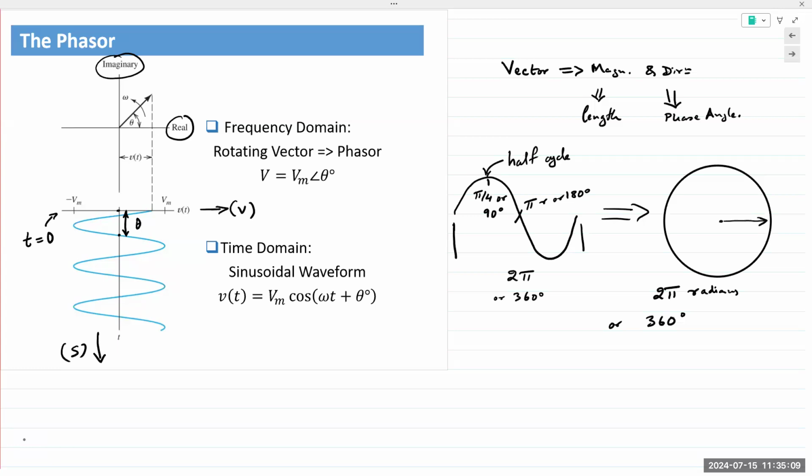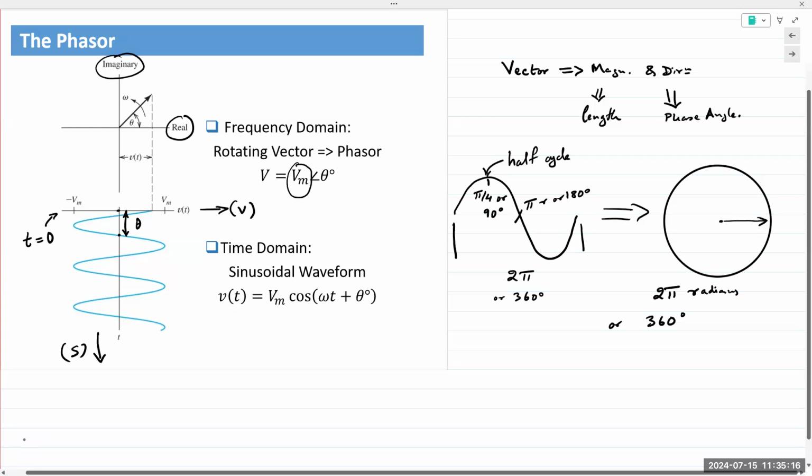A vector needs only two things to describe it: magnitude and direction. In our case, the length comes from the peak value of the waveform, and the phase angle comes from the phase of the waveform. We can write the phasor for the source directly from the time domain expression: Vm with an angle of theta.